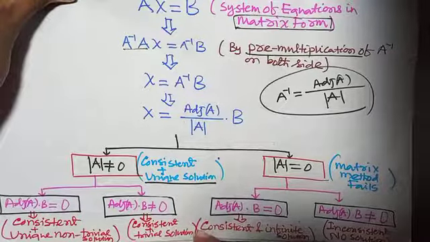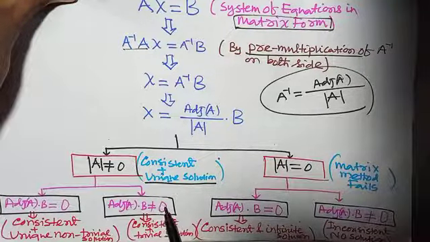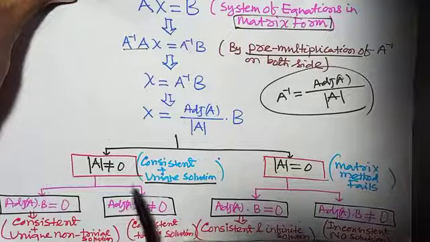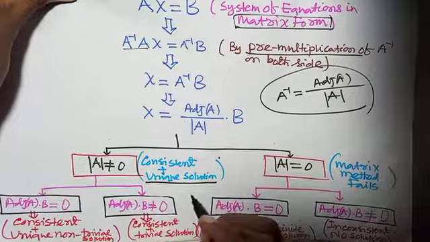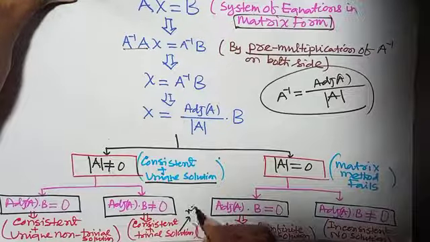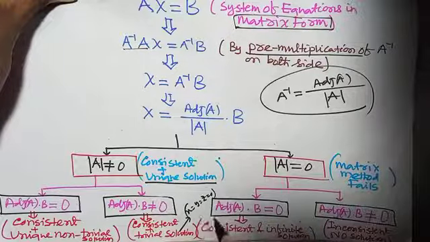Now if adjoint of A multiplied by the B matrix is not equal to a null matrix, in that case this system of equations is consistent but has a trivial solution. A trivial solution means x equals y equals z equals 0. All the variables assume 0.